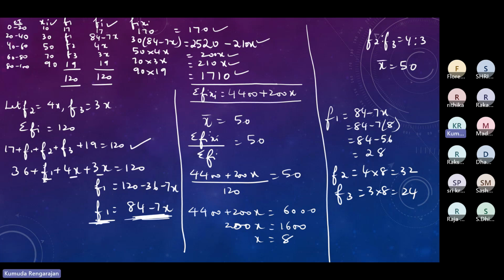Now the next thing is use the formula. X bar is 50, which means sigma Fi Xi by sigma Fi is 50. This is sigma Fi Xi. This is sigma Fi, 120. So when you work this, you get the value of X, and hence you can find the frequencies F1, F2, and F3.